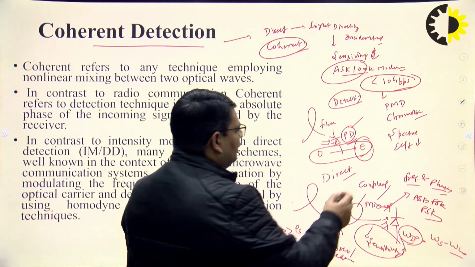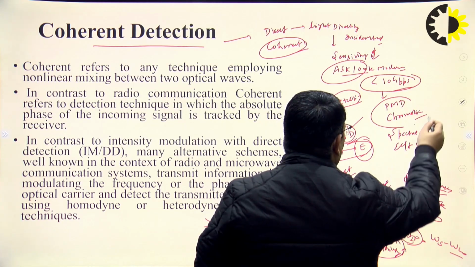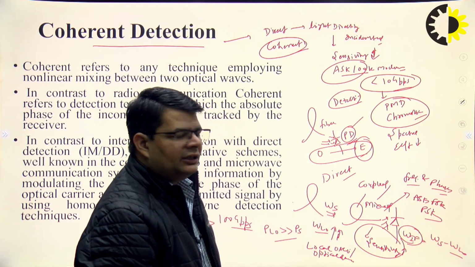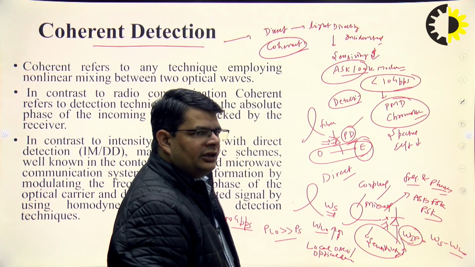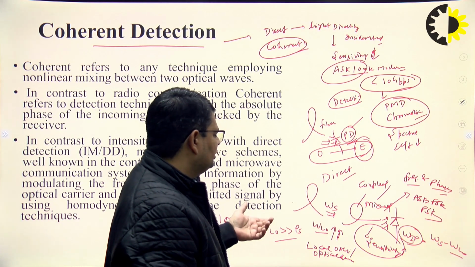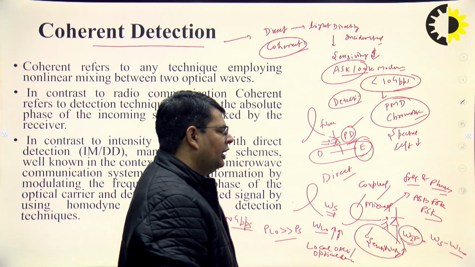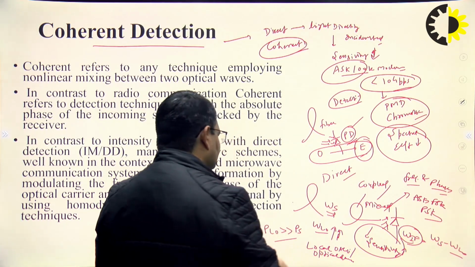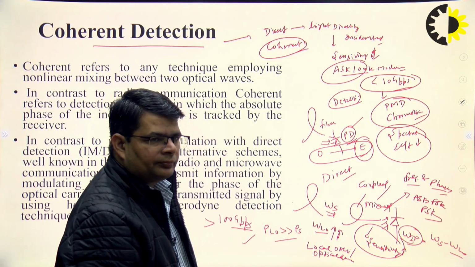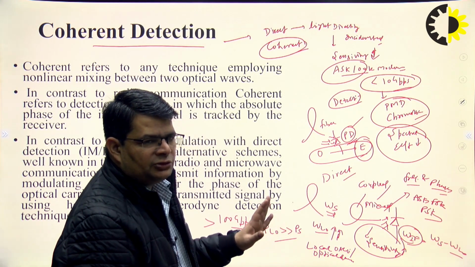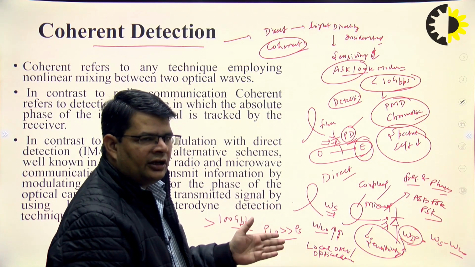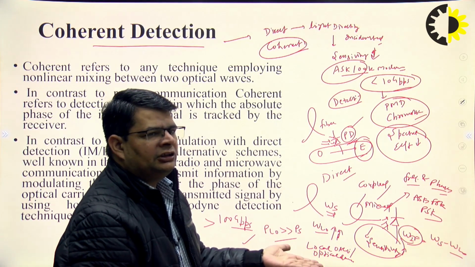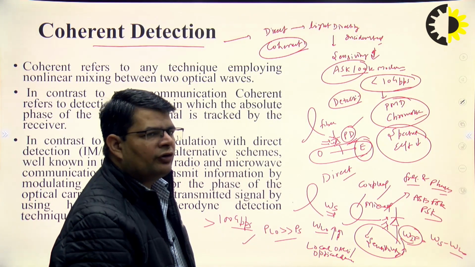And the tolerance limits in case of polarization mode dispersion and chromatic dispersion are comparatively better in the case of this coherent detection, and moreover the spectral efficiency is also better in the case of this coherent detection. So these are the differences between direct detection and coherent detection, and the limitations of direct detection that we can overcome with the help of coherent detection.